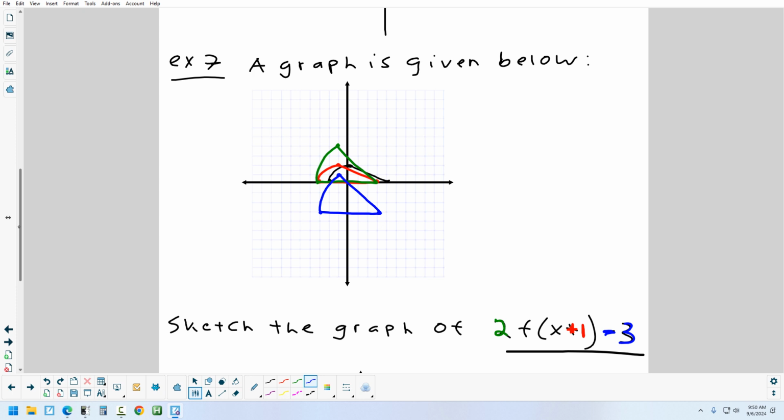Any question on that? So that's the end of chapter 1, talking about combining functions to create new functions.